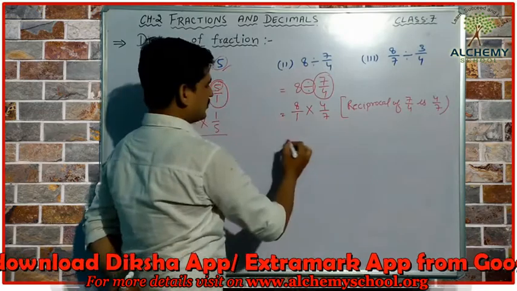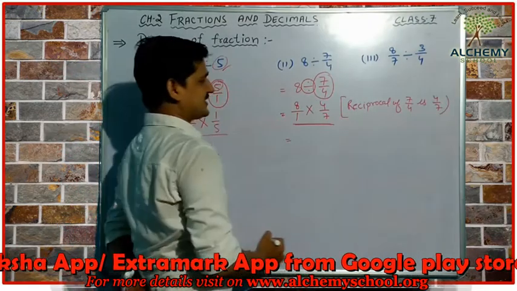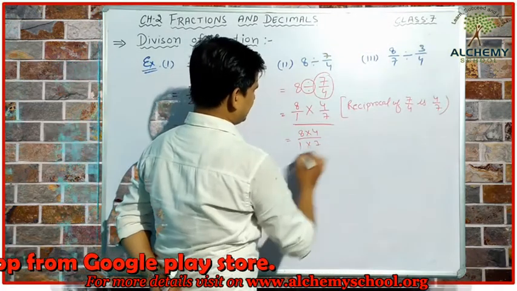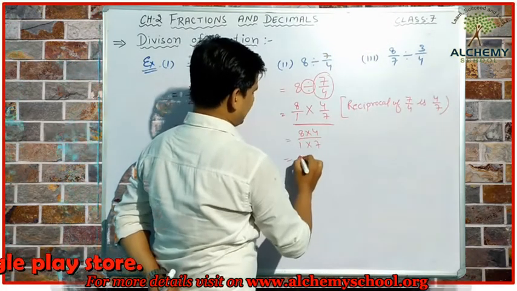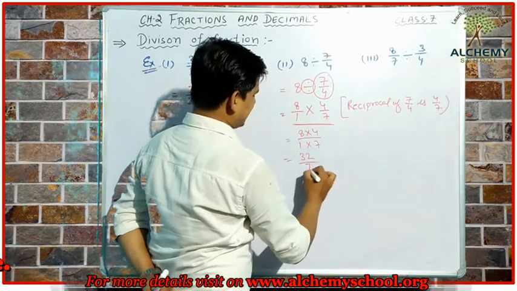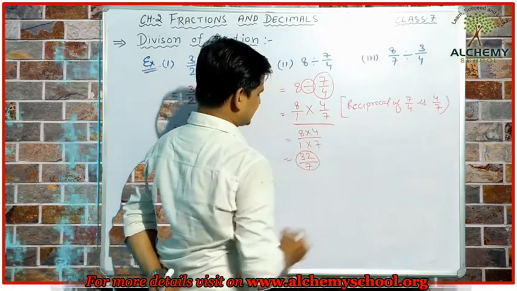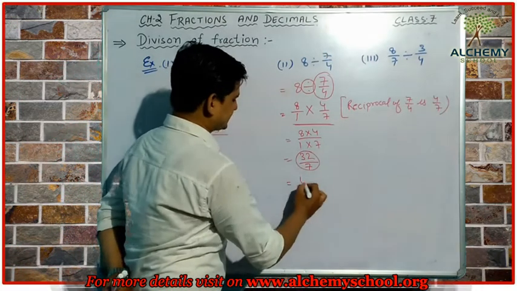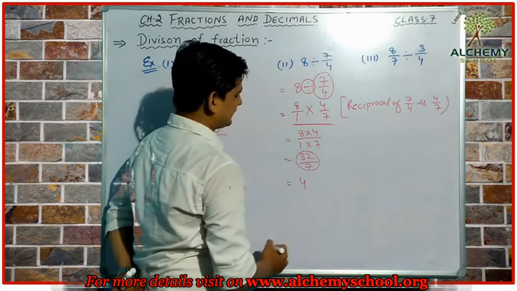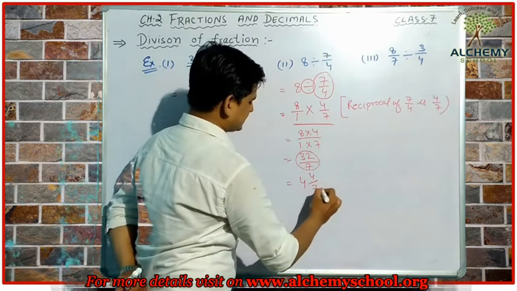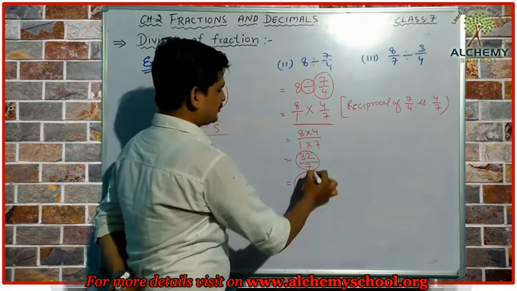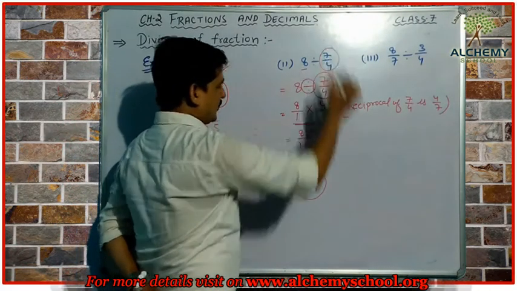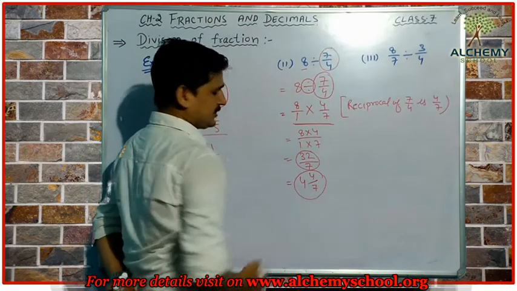Now we have the fractions in multiplication. We can simply multiply them: 8 into 4, 1 into 7. When we multiply, 8 4s are 32 and 1 7 is 7. This is an improper fraction, so we can convert it into a mixed fraction. 7 4s are 28, 28 and 4 is 32, so 4 and 4 upon 7. This is the mixed form of 32 upon 7. So when we divide 8 by 7 upon 4, we get the result 4 and 4 upon 7.